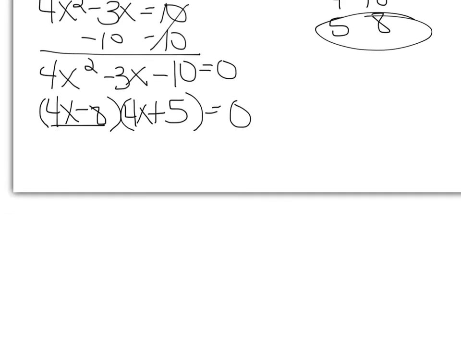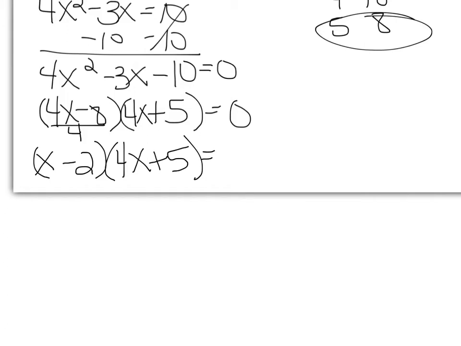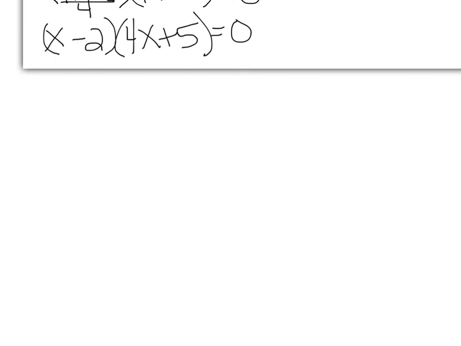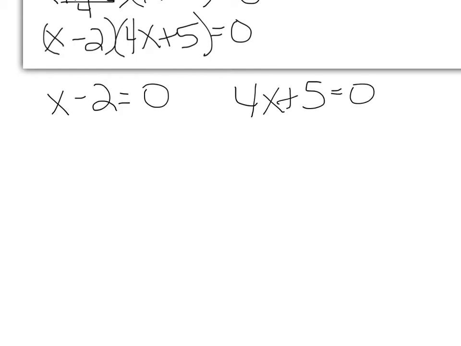Compare each house and see if there's anything that can be divided out. In your first house, you can divide out a 4, leaving you x minus 2. In your second house, nothing divides out, so you just leave it 4x plus 5. And now you're going to set each piece equal to 0. So you have x minus 2 equals 0, and 4x plus 5 equals 0.